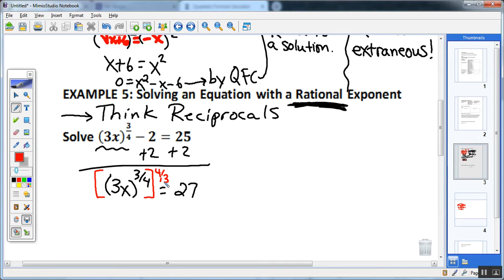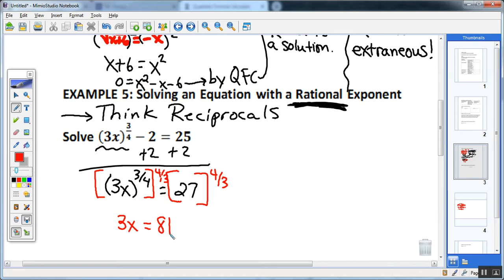So this just really turns into what here on the left? Well, 3x to what power? 1, or just 3x. But if I take the left side to the 4/3 power, I better darn well do what to the right? Take this to what power? Okay, somebody evaluate 27 to the 4/3 power for me. 81? So this becomes 3x is equal to what value, kids? 81.